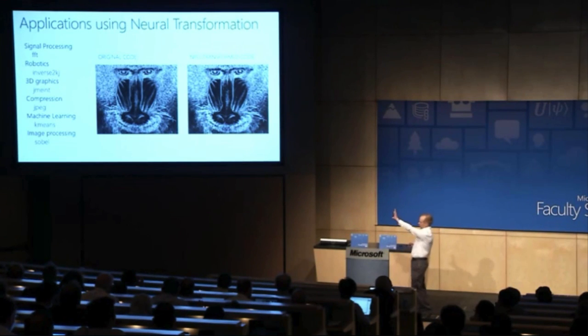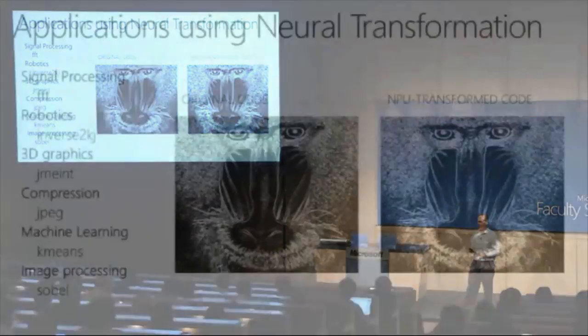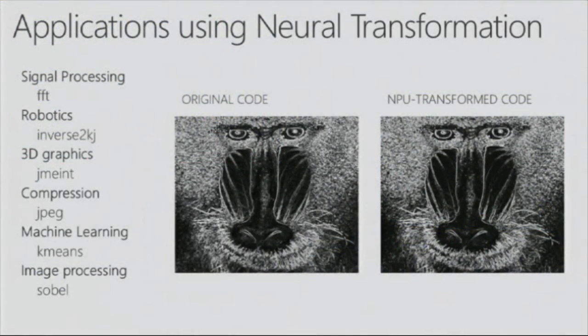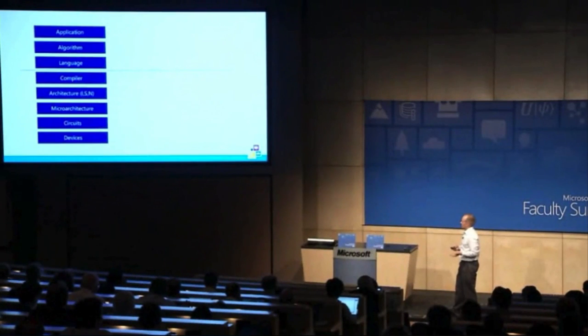For these applications, and not just the inner loops but the whole application, we got about a 7x improvement in energy delay product: a 2.5x speedup and a 3x reduction in energy, just by transforming the main kernel to a neural network and then offloading it onto a digital representation of a neural network. I show you there the before and after of a baboon. I'll take it out before you can see the differences, but they're small.